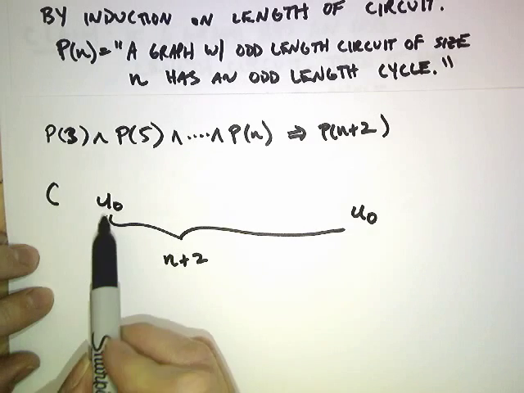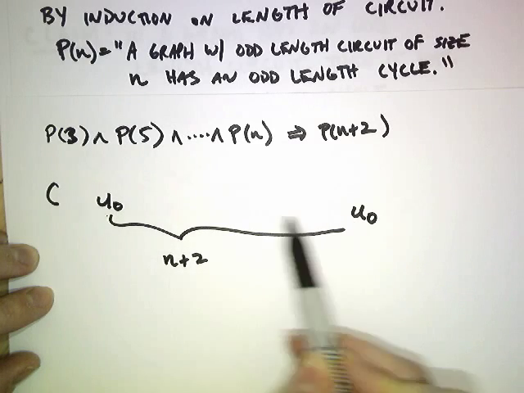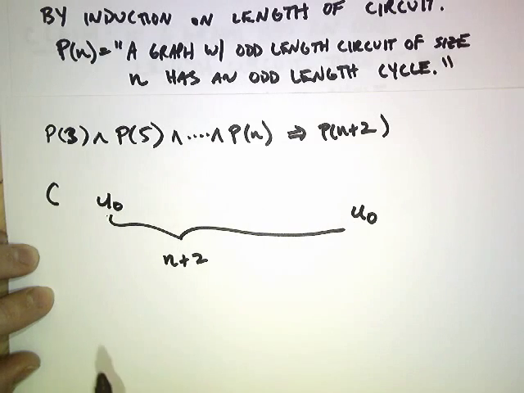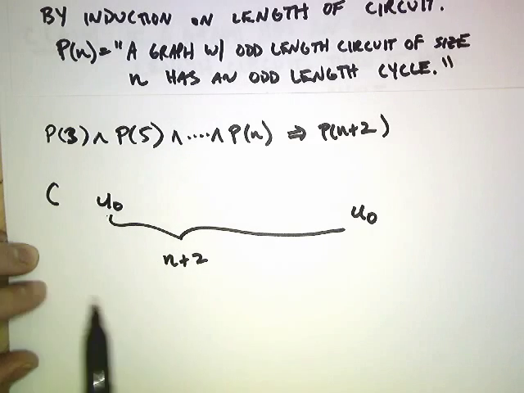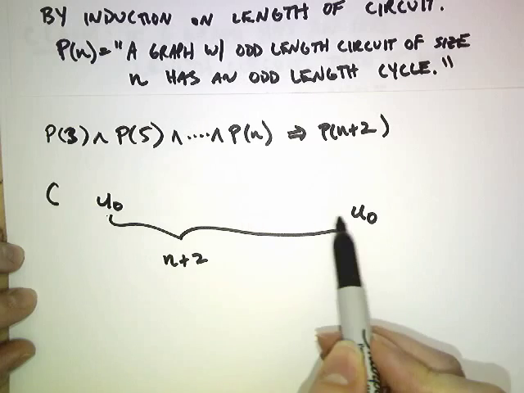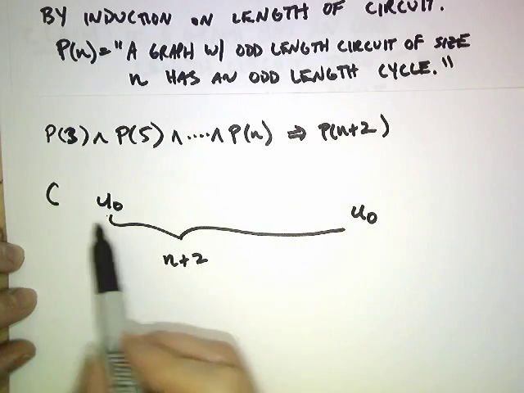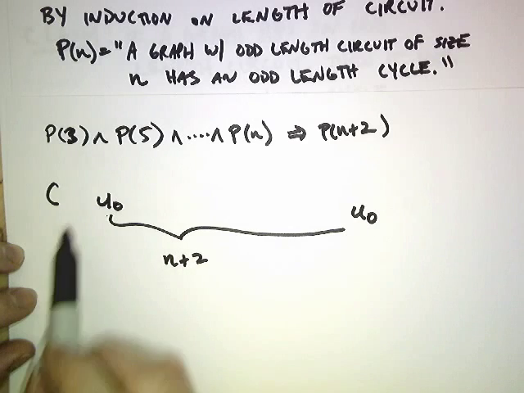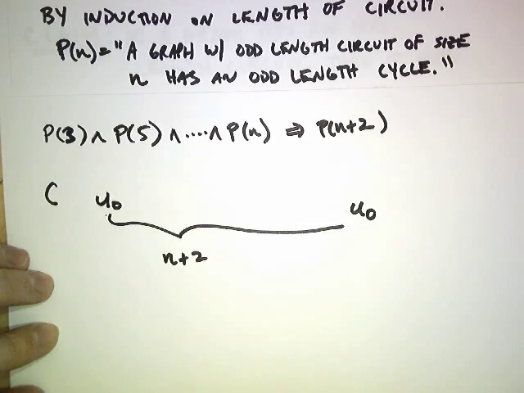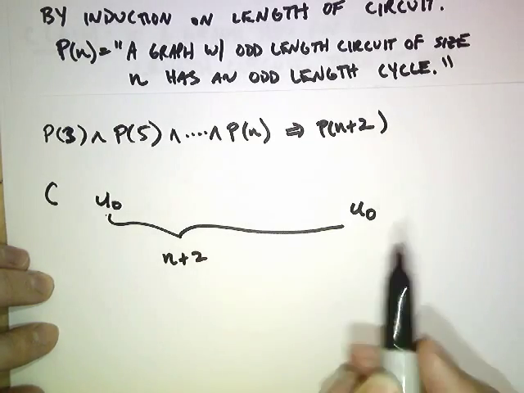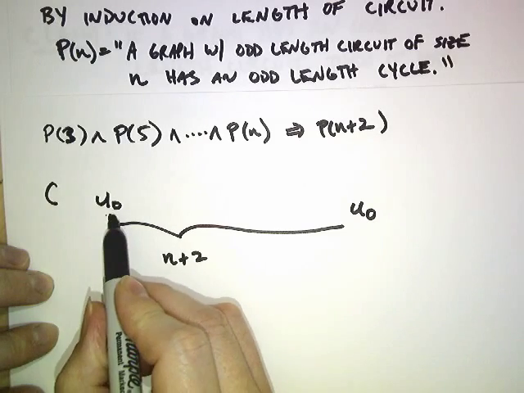Now the thing to notice is, let's say that no vertices inside this circuit are repeated. If that's the case, then this is a cycle and we're done. Let me say that again. If there are no repeated vertices other than u0, then by definition we have a cycle of length n plus 2, and so we're done. There's nothing to prove.